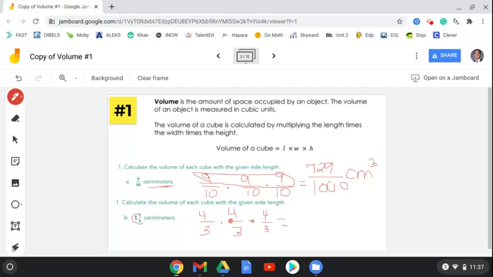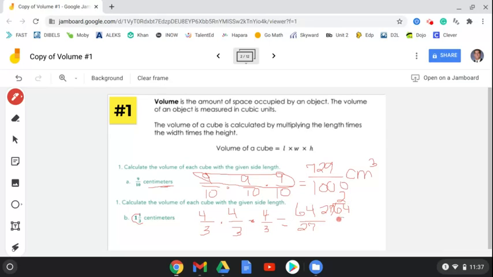Multiply the numerators, 4 times 4 times 4, that is 64. And on the bottom, 3 times 3 times 3, that is 27. So I get 64 over 27, and because this is improper, I can make it mixed by dividing the top by the bottom. So 64 divided by 27. 27 goes into 64 twice.